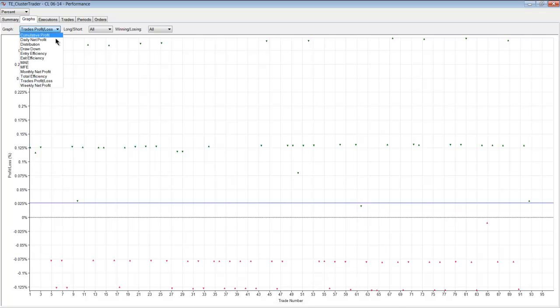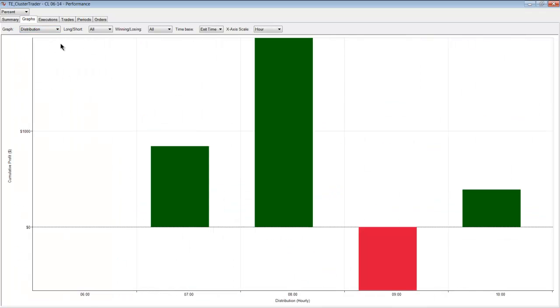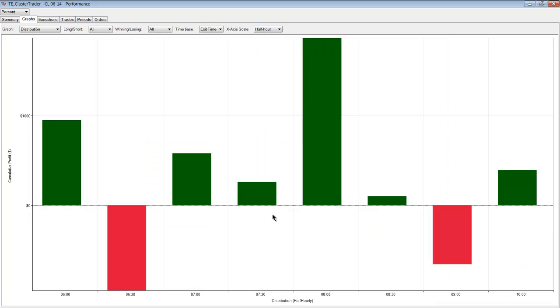Another thing to look at, the distribution over half hours. Okay, so throughout a day, where does most of the profit come? Well, it turns out that for the last 3 weeks the most losses have come right at about the open and then at about 9 in the morning.